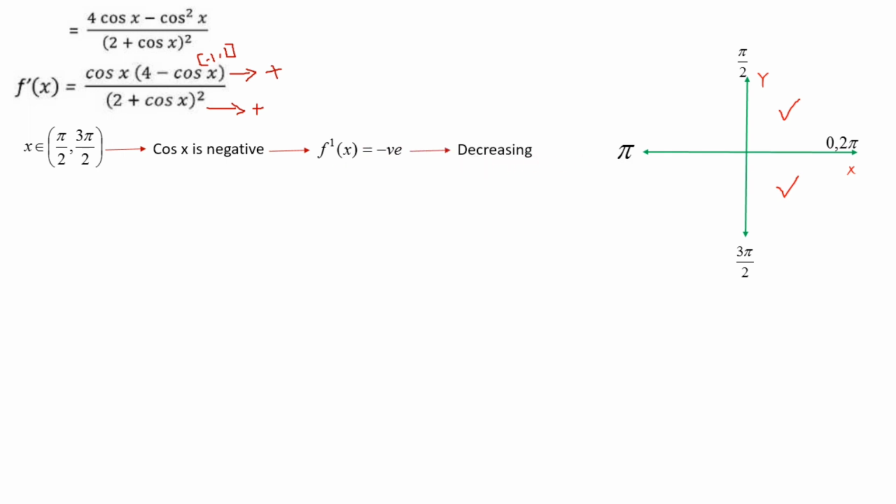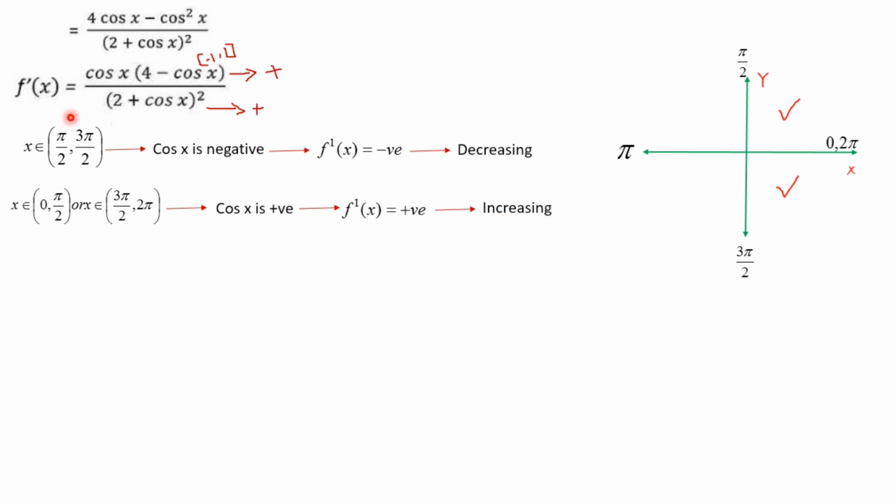Then next, when x belongs to 0 to pi by 2, that is the first quadrant, 0 to pi by 2, and 3 pi by 2 to 2 pi, from here to here, in these two ranges cos x is positive. That means f dash x is positive. F dash x is positive means the function will be increasing.